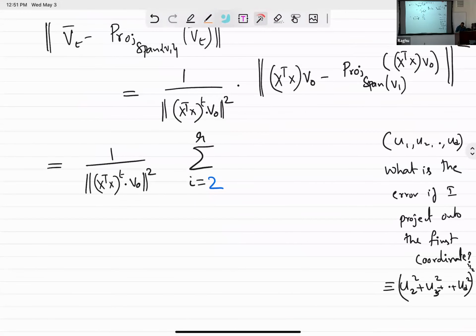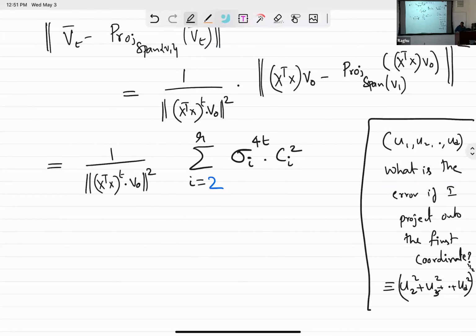So I get sigma i to the power 4t times ci squared. Okay. Any questions about this? We've been using the orthonormality of the vi's a lot, right? And that's what makes this kind of analysis work. So that's why everything so far is nice equations. You don't have to do any inequalities or anything.